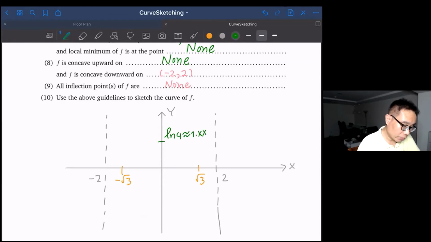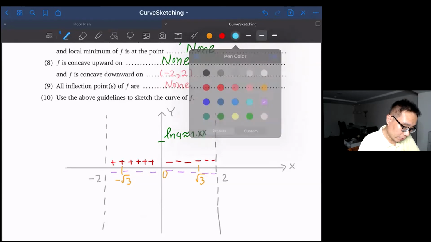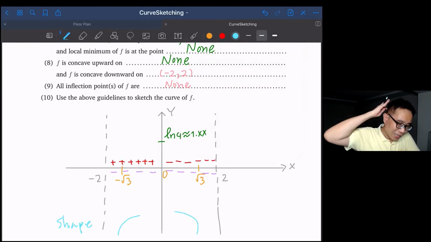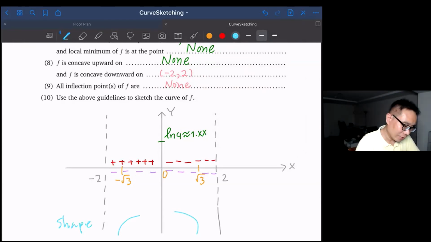So in this case, you know that your graph is going to be increasing in this interval. It's going to be increasing and decreasing after 0. And for concavity, it's always concave down. So the shape of the graph will be increasing concave down and decreasing concave down. So it's going to be just kind of a parabola. However, it's not a parabola because we have a vertical asymptote.